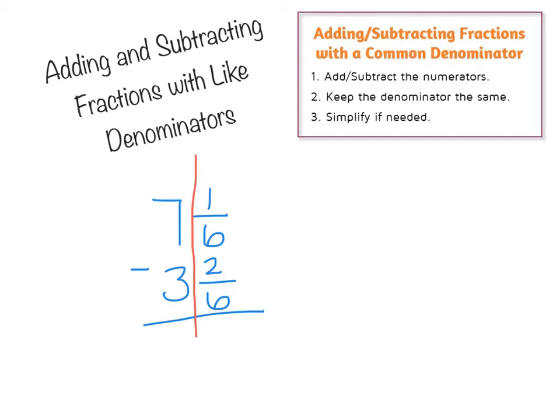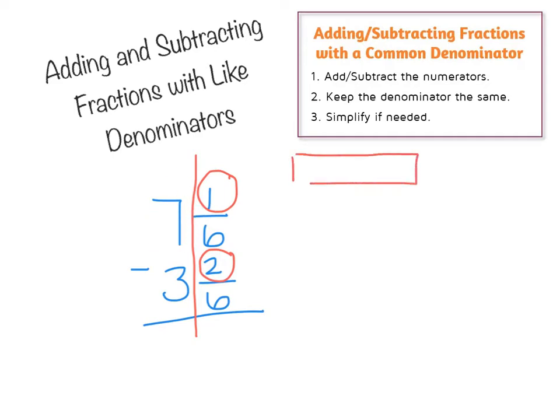Again, step number 1, it says to subtract the numerators. So my numerator is 1 and 2. I realize I can't subtract 2 from 1. So I'm actually going to use a picture to help me solve this problem. And I notice here that I have 7 wholes. So I'm going to draw 7 wholes.